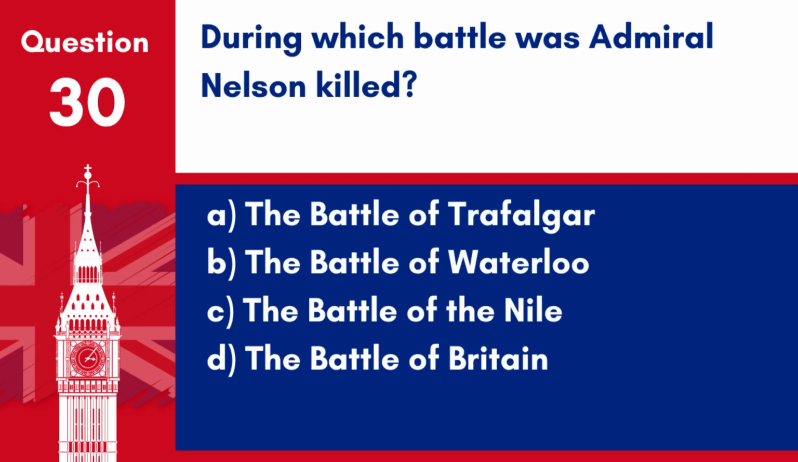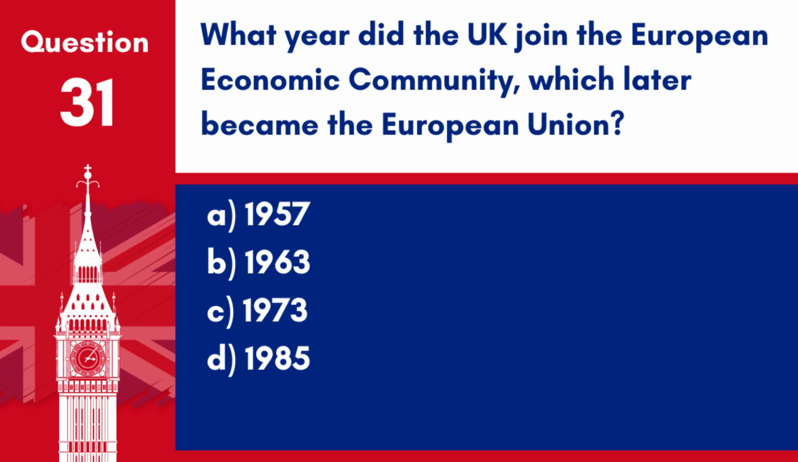Question 30. During which battle was Admiral Nelson killed? A. The Battle of Trafalgar. B. The Battle of Waterloo. C. The Battle of the Nile. D. The Battle of Britain. Answer: A. The Battle of Trafalgar. Admiral Horatio Nelson was killed during the Battle of Trafalgar in 1805, where he secured a decisive victory over the French and Spanish fleets.